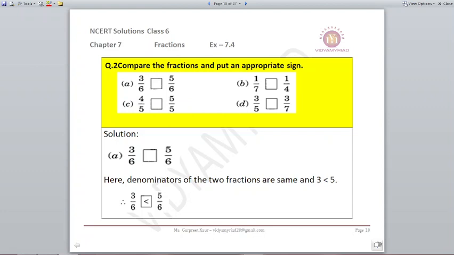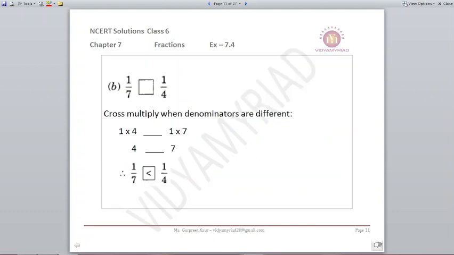Let's do it. 3 upon 6 and 5 upon 6. Now denominator is same, which is smaller? 3 is smaller, 5 is bigger. So therefore 3 upon 6 is less than 5 upon 6. 1 upon 7 and 1 upon 4. Denominators are different here. So what is the rule? We will cross multiply. So 1 into 4 is 4, 1 into 7 is 7. 4 is smaller, 7 is bigger. So therefore 1 upon 7 is less than 1 upon 4.